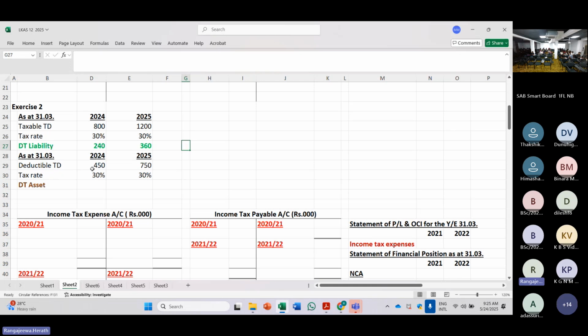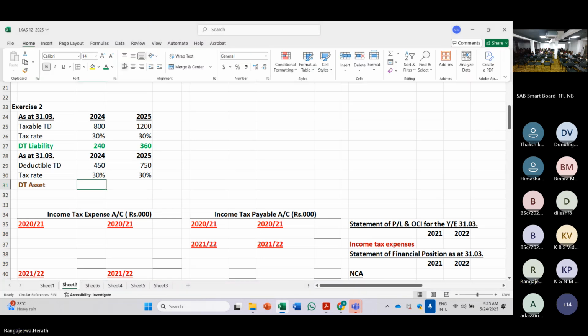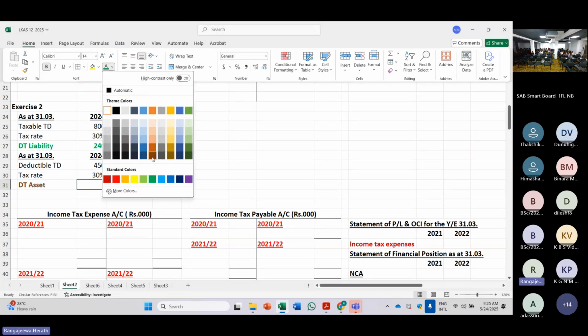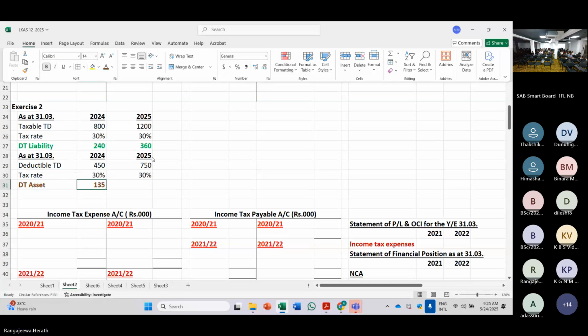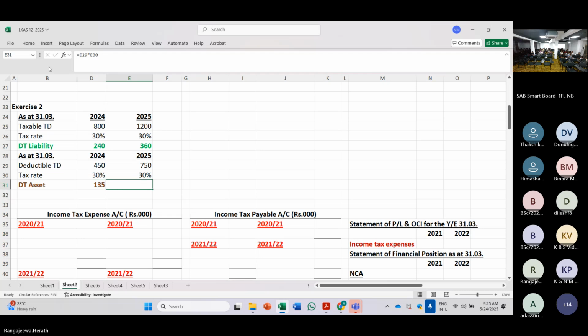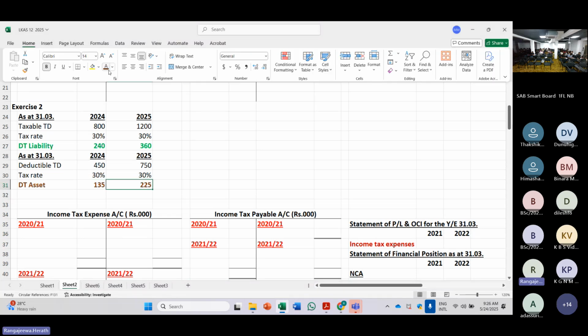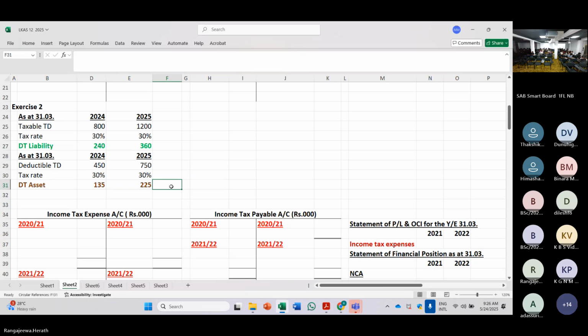Similarly, deductible temporary difference 450 as at 31st March 2024, 450 into 30%. A deductible temporary difference will lead to a deferred tax asset. By 31st March 2024, 135. 750 into 30%, 225. So first we can calculate the deferred tax liability and deferred tax asset. Taxable temporary difference into tax rate results in deferred tax liability. Deductible temporary difference into tax rate results in deferred tax asset.